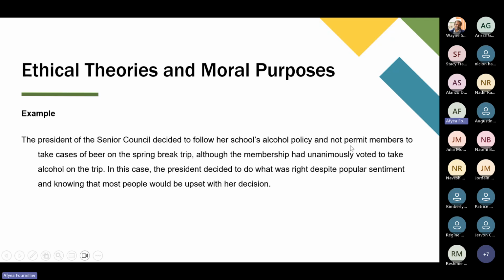An example of this is the president of the senior council who decided to follow her school's alcohol policy and not permit members to take cases of beer on the spring break trip, although the membership had unanimously voted to take alcohol on the trip. In this case, the president decided to do what was right despite popular sentiment, knowing that most people would be upset with her decision. So she was courageous enough to do the right thing and not the popular thing.